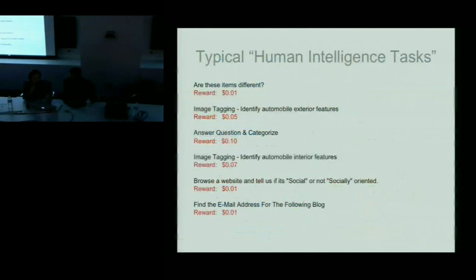So just to give you a sense of how much you get paid, very, very simple tasks like, are these items different? These are some of the tasks that get posted on Mechanical Turk. You might get like a penny for that. If you are identifying things on an image, that's more expensive because that takes more cognitive power. So you get like 5 cents and so forth.